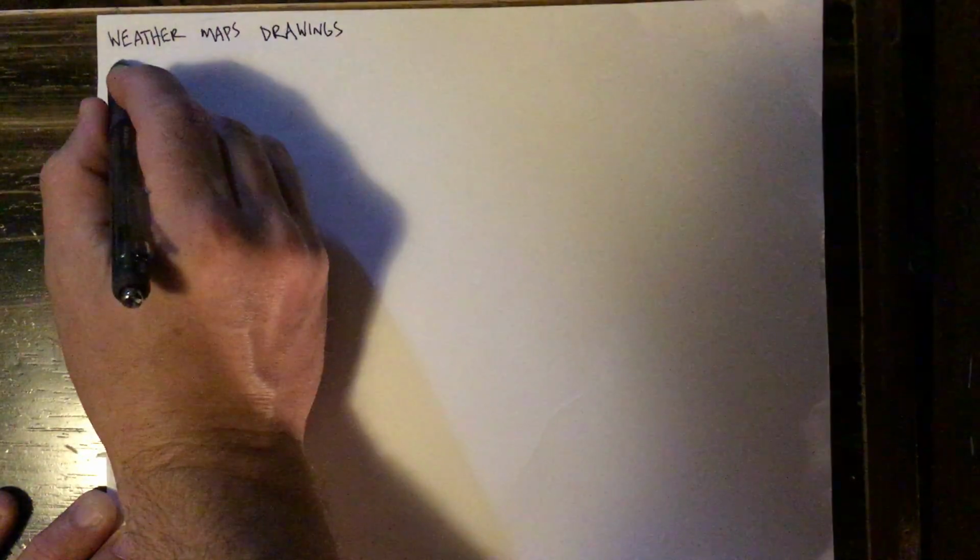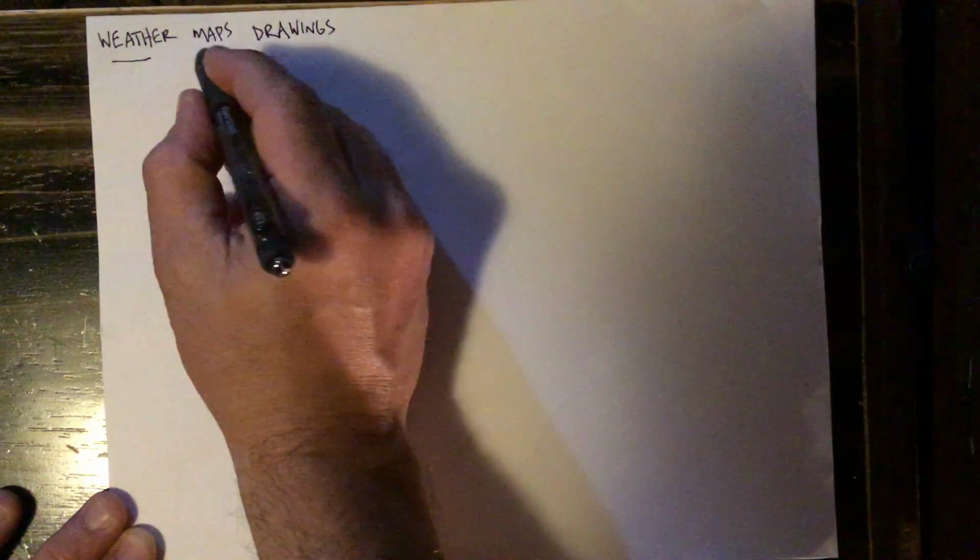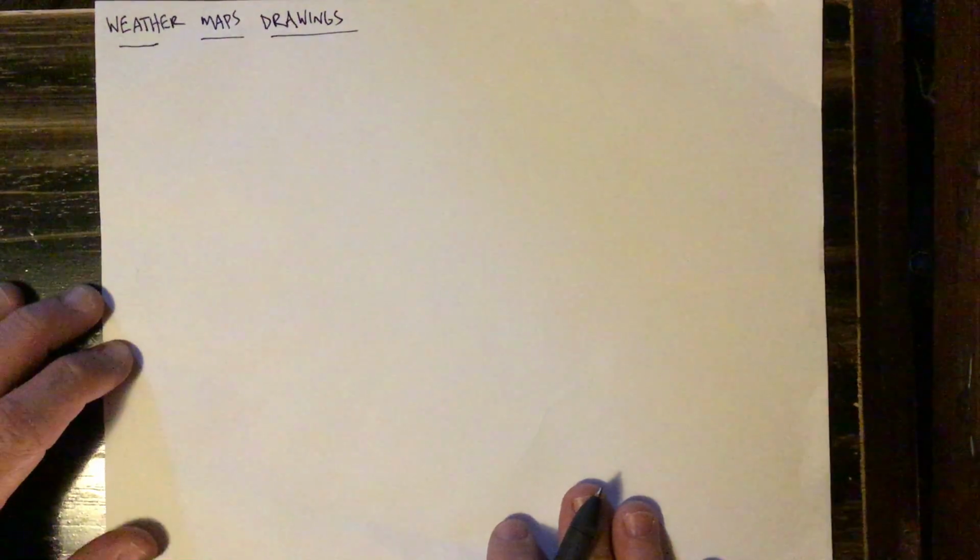This video is going to be an opportunity to draw some things that are on weather maps. And I'm going to call it Weather Maps Drawings. And you should write what I write and draw what I draw. The first thing I'm going to draw is a station model.